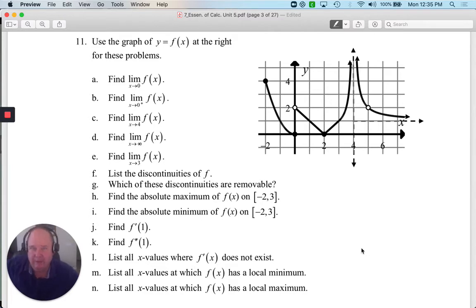What's the limit as x approaches 0? So if you look at 0, I'll use my little arrow. Look at 0. Notice the left and the right do not agree. The limit does not exist.